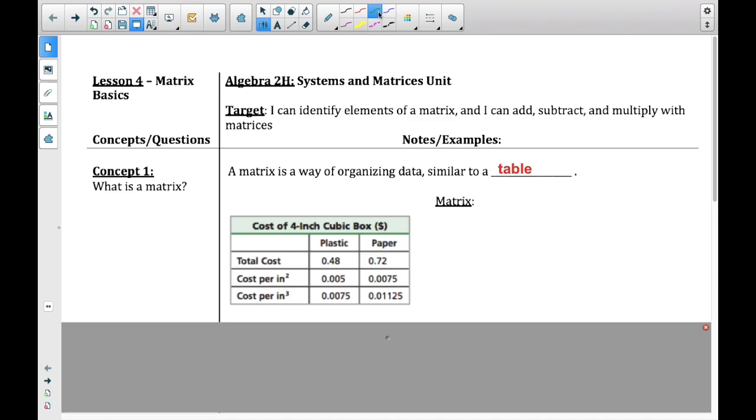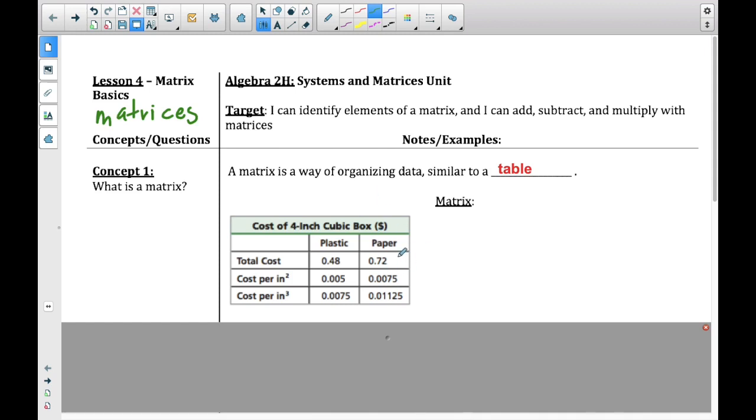Today's lesson is on matrices. Just to clarify, if you have one, it's a matrix, but the plural is called matrices. So just so you know what I'm talking about when I say matrices, that means there's two of them. A matrix is really just a way of organizing your information.